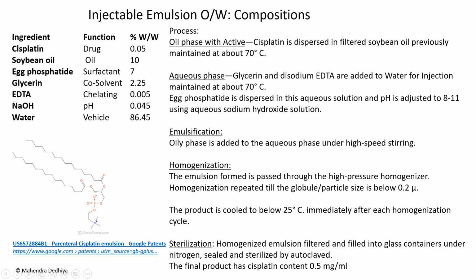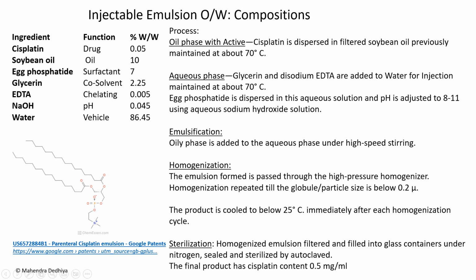Laboratory procedure is described as the oil phase with active is prepared first and is maintained at 70 degrees. Aqueous phase, water phase is heated and ingredients are added to the aqueous phase. In this case, the surfactant egg phosphatide is dispersed into the aqueous phase and then pH is adjusted between 8 and 11. Emulsification, oil phase, which is a globular phase, is added to the continuous phase, which is aqueous phase under high-speed stirring.